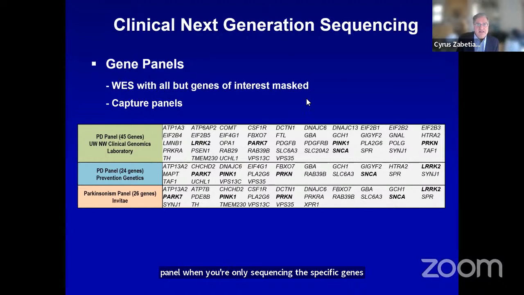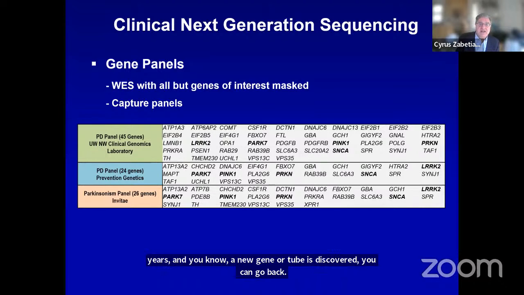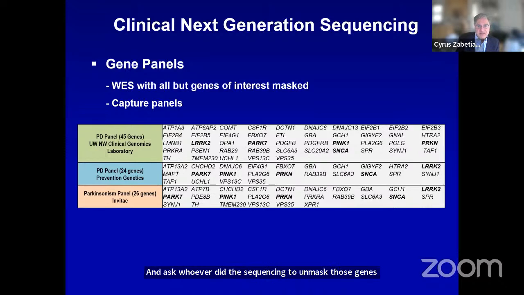The nice thing about this is that if in a couple of years a new gene or two is discovered, you can go back and ask whoever did the sequencing to unmask those genes and look to see if there are variants in those particular genes.